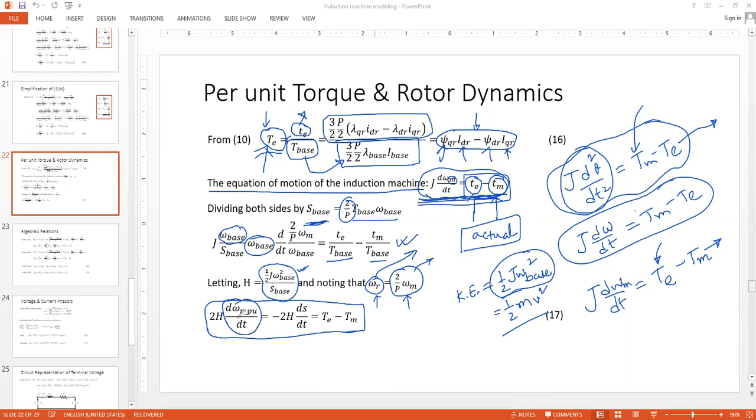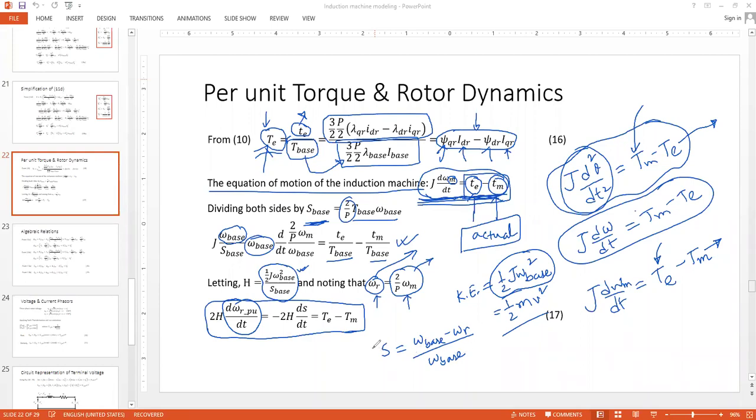If you don't want omega r to be your state variable, then you can also go for the slip to be one of your state variables. So in that case, you simply replace omega r by S. And of course, you should know the relation between S and omega r in per unit. They have a negative relationship. Why? Because S is omega base minus omega r. If you take it in per unit, you divide by omega base. So what do you get?